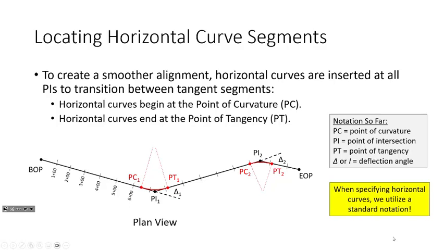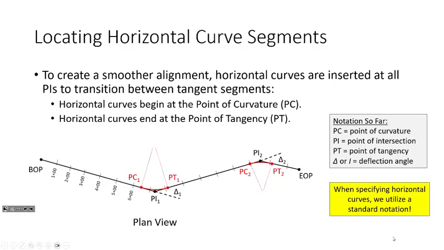So already I'm starting to introduce to you some common notation. I've introduced to you PC as the point of curvature, PI as the point of intersection, and PT as the point of tangency. So you can think of PC as when the curve begins, and PT is when the curve ends. Does that make sense? Okay.